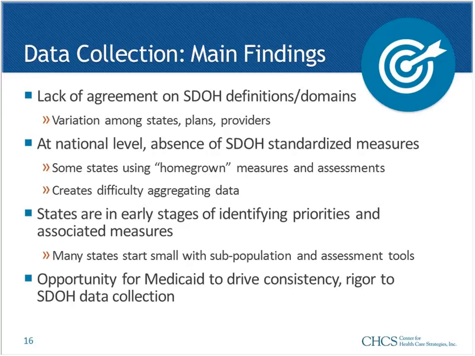There's also a lack of agreement on the elements that make up those domains, or the degree of social need that constitutes housing insecurity or food insecurity. There's quite a bit of variability in those definitions. There's also an absence of standardized measures developed at the national level, and as a result, states are using homegrown tools and measures. This variability makes it difficult for states to aggregate and compare across populations and over time to assess change or improvements.